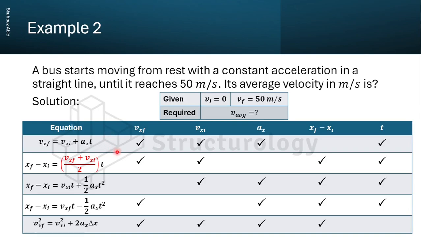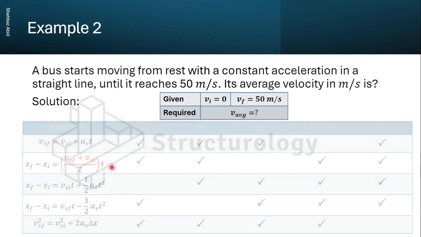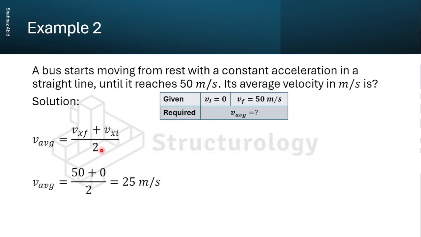In the second equation of motion for constant acceleration, this red part of the equation is actually the average velocity. So we just need to substitute the final velocity and the initial velocity and divide by 2. By substituting 50 and 0 divided by 2, we get the average velocity to be 25 meters per second.